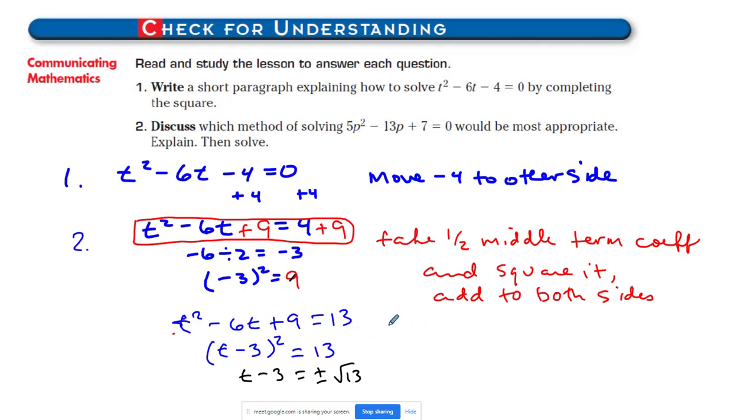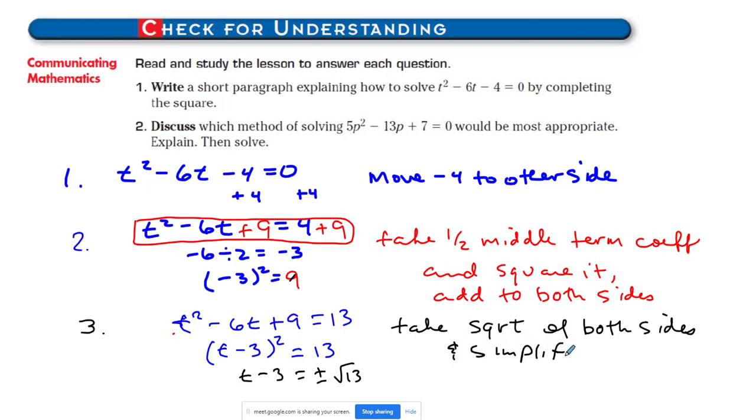Okay, so let's see. Step 3, what we're doing is take the square root of both sides. I'll use the abbreviation SQRT, square root of both sides, and simplify. So let's see, to finish up then.